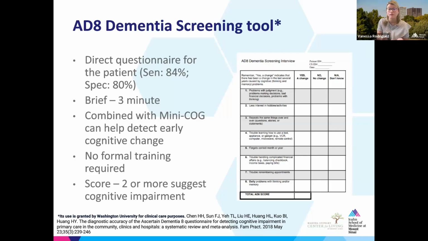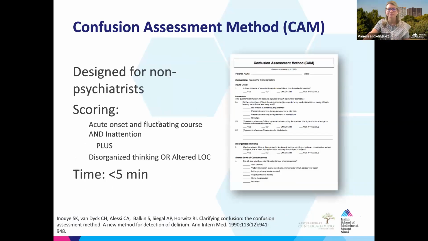It doesn't require formal training like other tools, like the MoCA, for example, which would require at least some training via webinars. But this could be a really good tool to assess patients pretty quickly. A score of 2 or more would suggest some cognitive impairment and will require further evaluation.